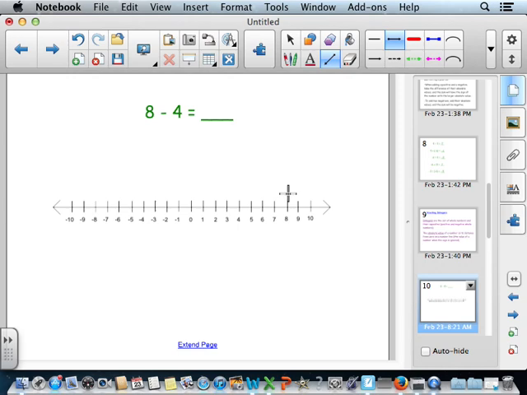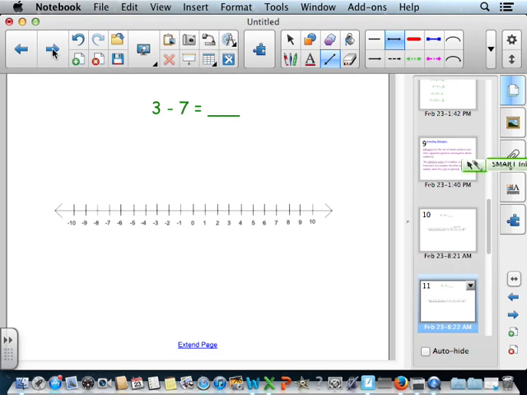I also know that as I move to the left on the number line, my numbers get smaller. So starting at 8, I will move to the left 4 spaces, 1, 2, 3, 4, and I end up at 4, which means that 8 minus 4, obviously, is 4.